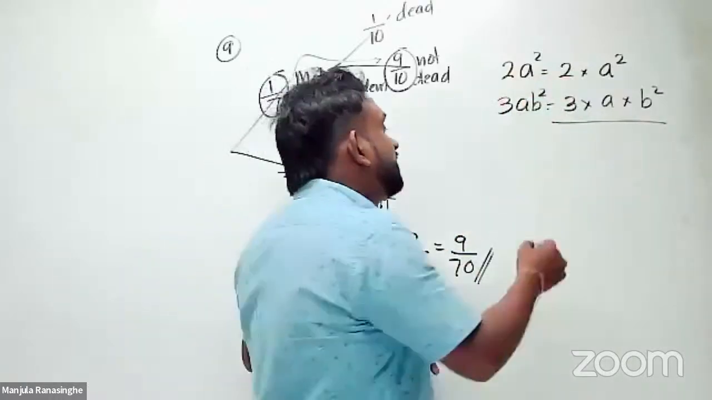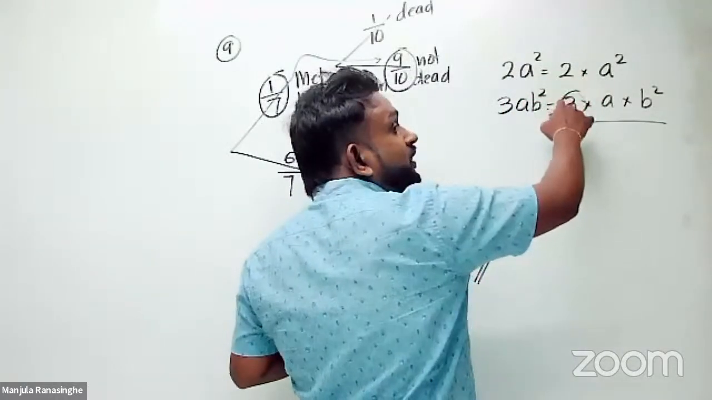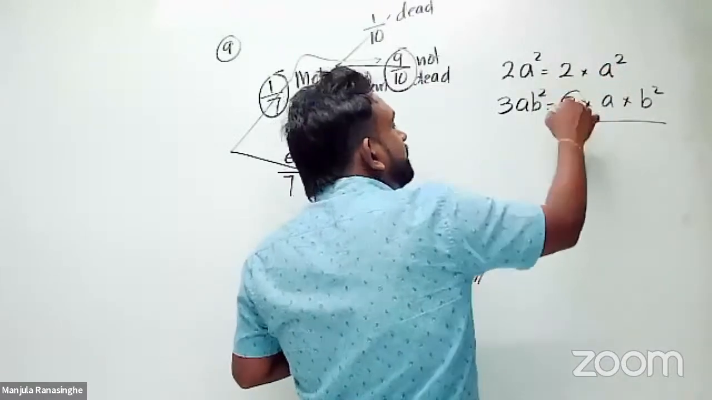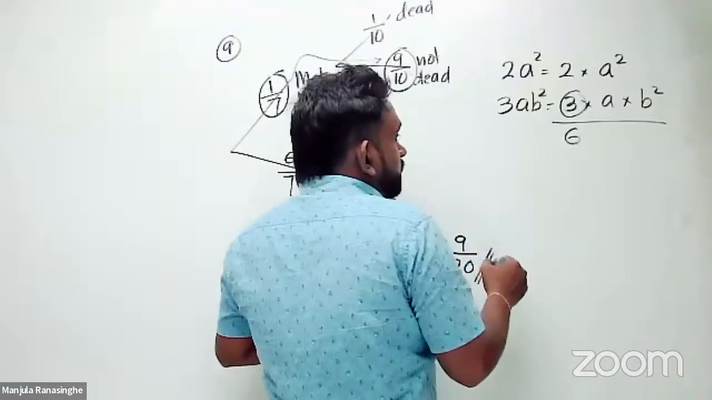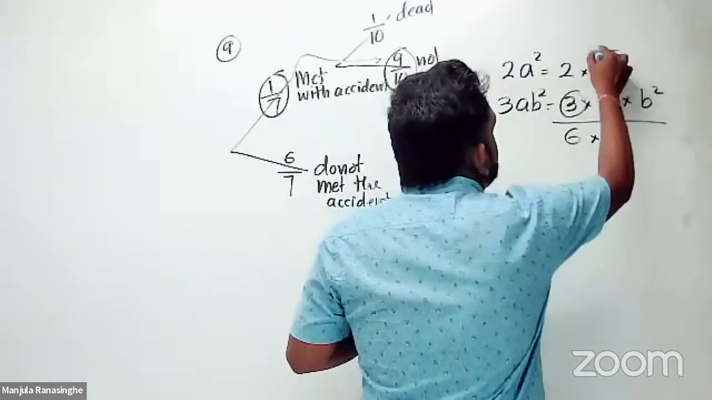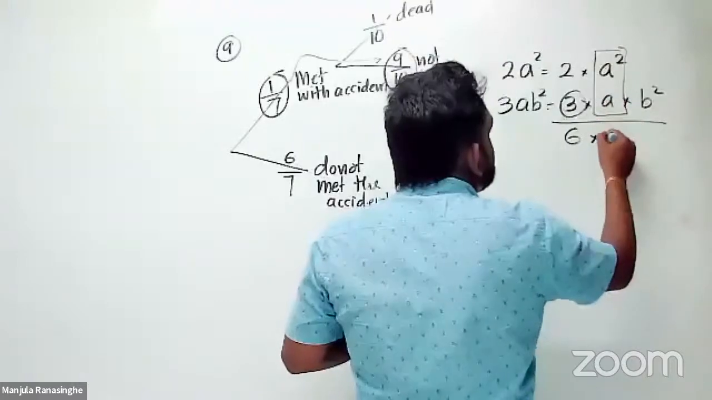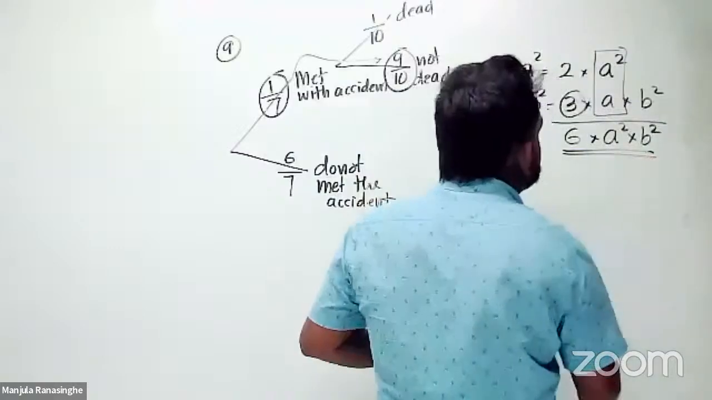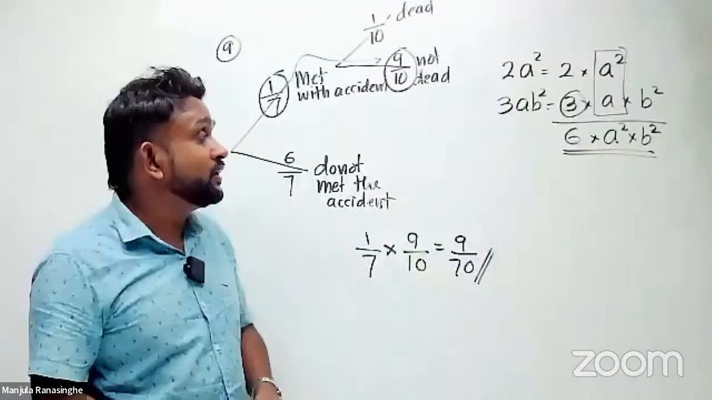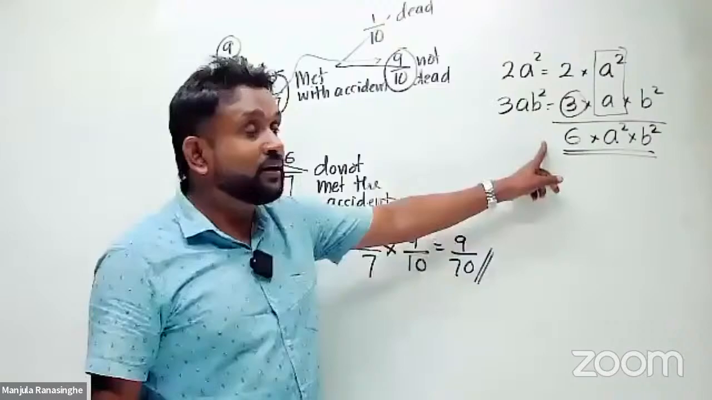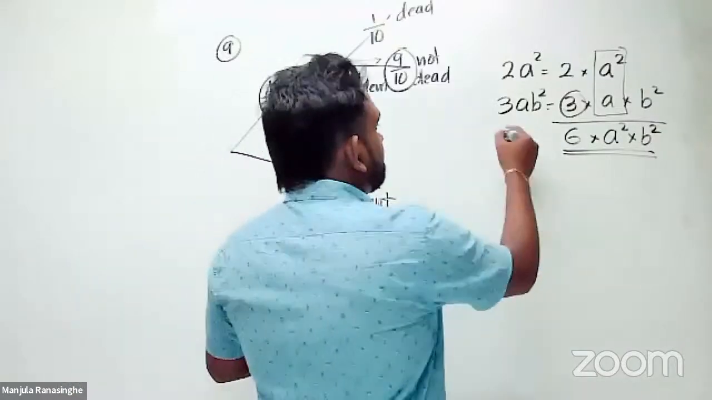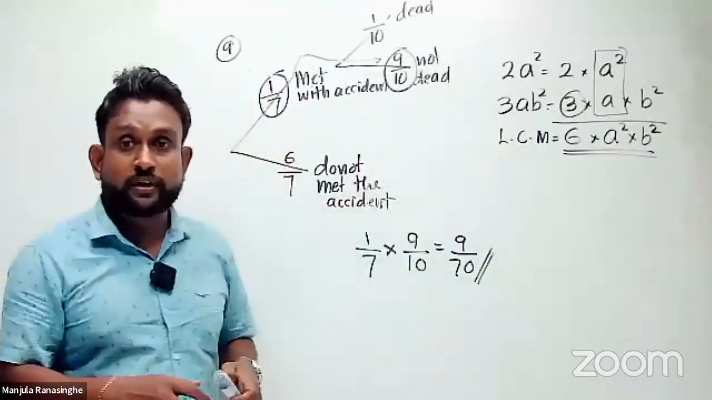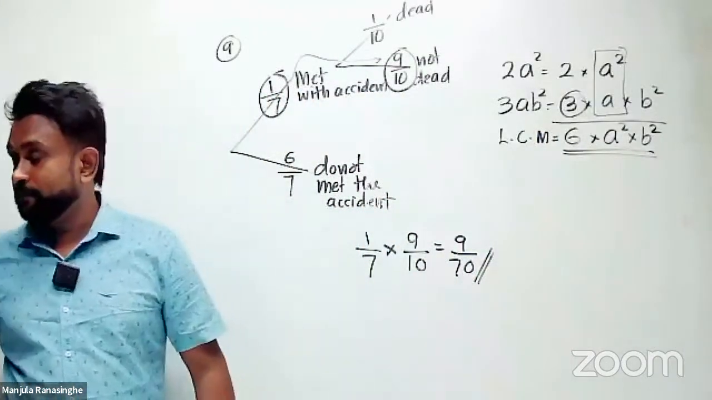Take the bigger value 3 and check whether 2 can convert to 3. No, 2 cannot. Then 3's next multiple is 6. 2 can convert to 6. Then 6. Then take the highest power of a, which is a squared, and the highest power of b, which is b squared. Then what is the answer? 6a squared b squared. So that is the LCM. That is the very short method.